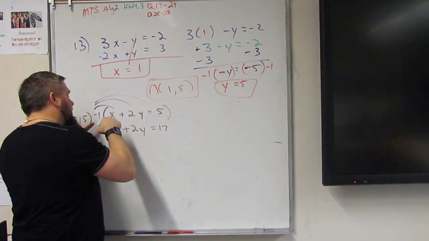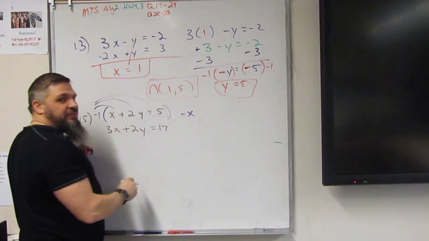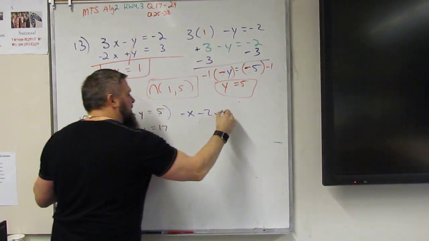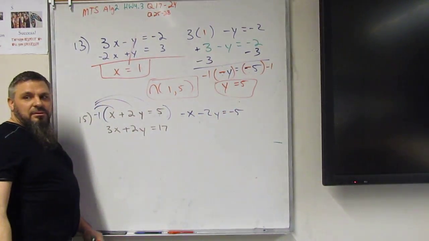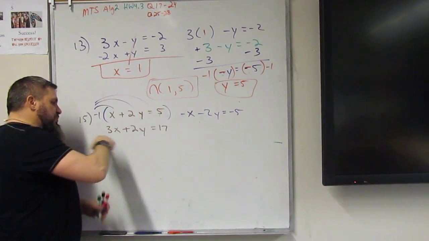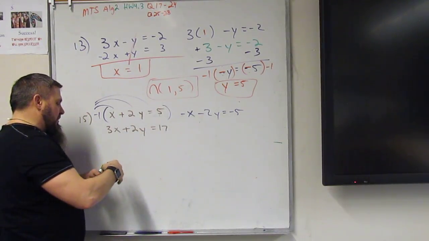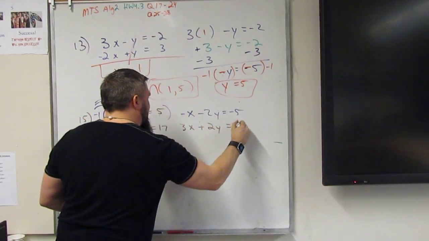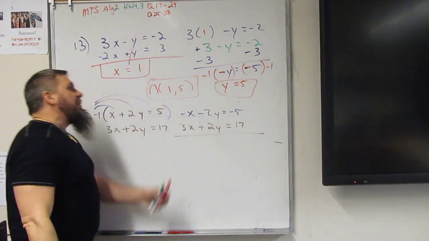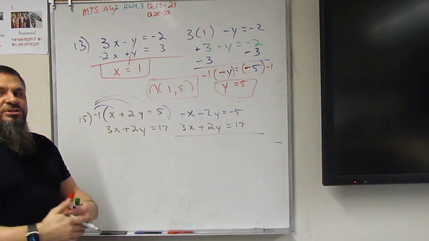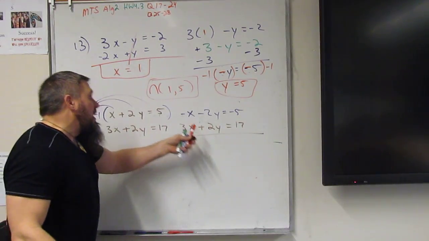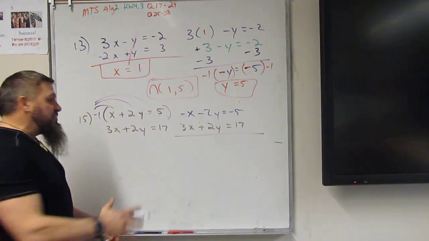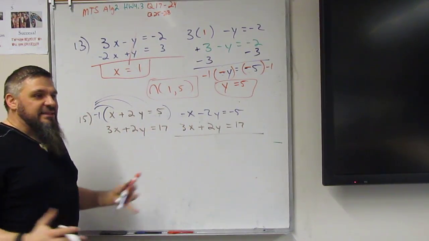Okay? So this positive turns into a negative. This positive turns into a negative. This positive turns into a negative. Okay? That's it. Then I just write this one back over there. 3x plus 2y equals 17. And this is the same problem as before now. There is no difference between this problem and this problem. All I did was change the signs. That's it.